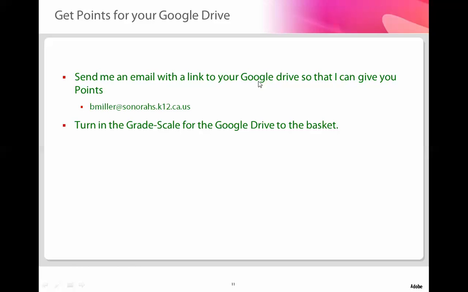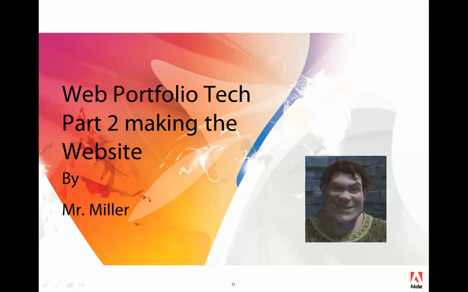Send me an email with a link to your Google Drive so that I can give you points. You have to share it with me. When it comes time to sharing, I will go over it with you. But you have to send me a link to my email address, and that's how I'm going to grade it. Whatever paper grade scale I gave you, turn that into the basket as well. I'll put your score on that, and I think that's it for this. Okay, ready, go.